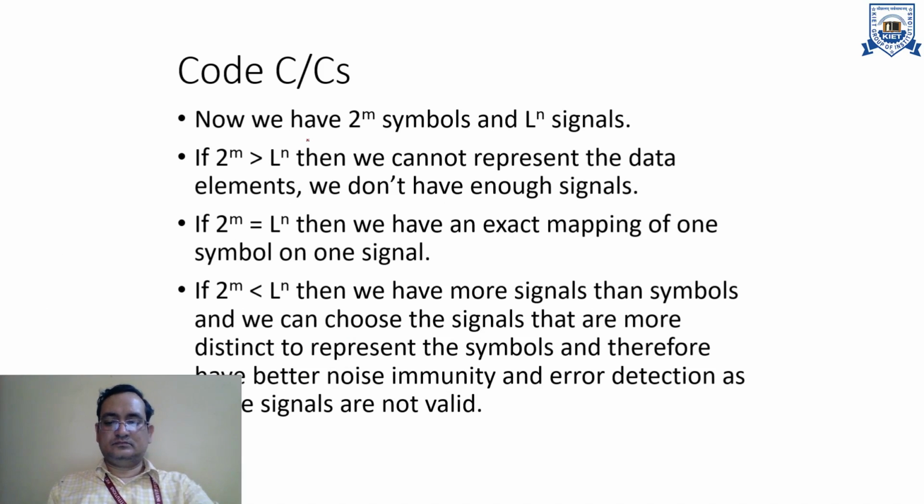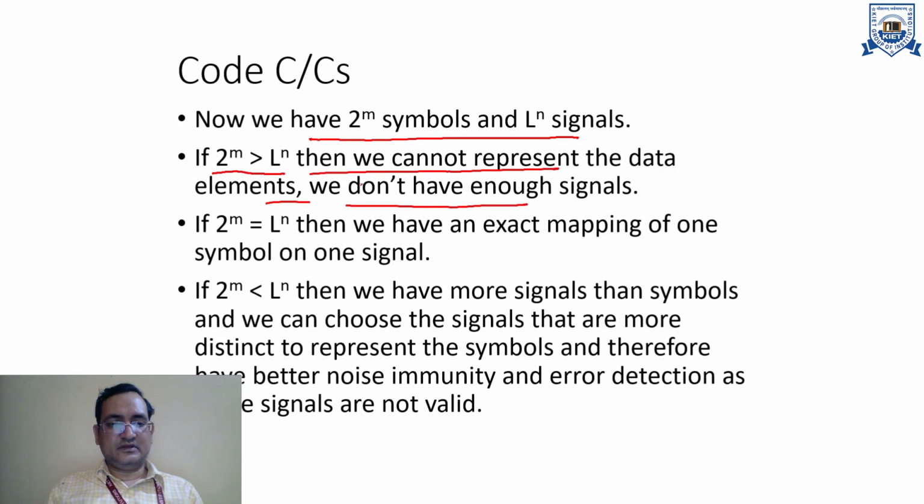Now we have 2 to the power m symbols and L to the power n signals. If 2 to the power m is greater than L to the power n, then we cannot represent the data elements. We don't have enough signals. Now if 2 to the power m is equal to L to the power n, then we have an exact mapping of one symbol to one signal.